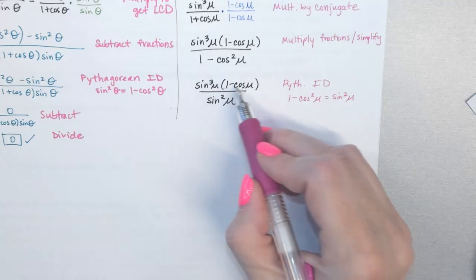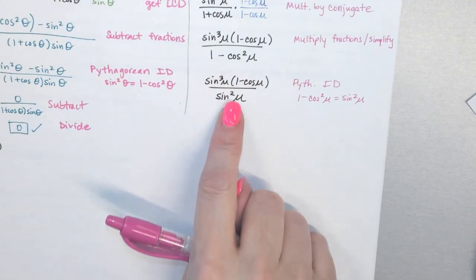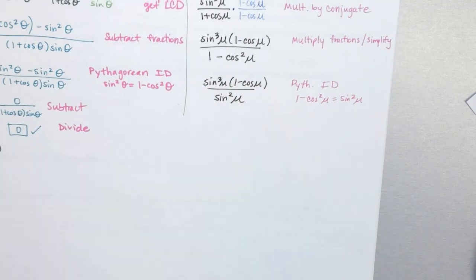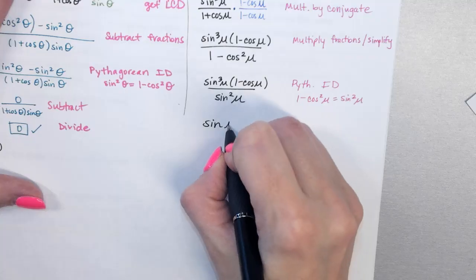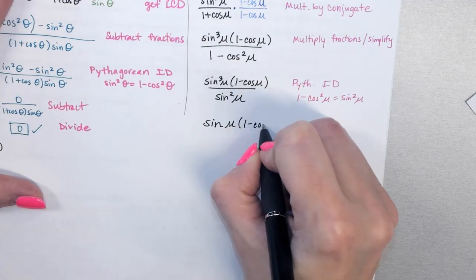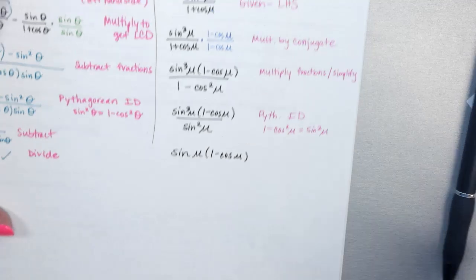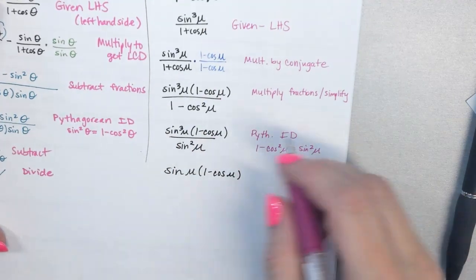And when you have multiplication and division, you can divide these. Sine cubed divided by sine squared is just going to be what? Sine. So we have the sine of mu times 1 minus the cosine of mu. When these match, you know that you are done.